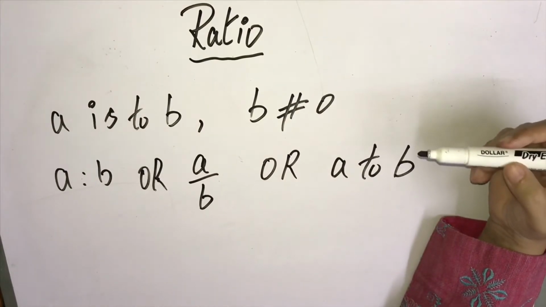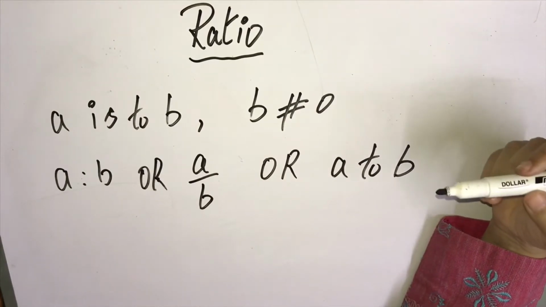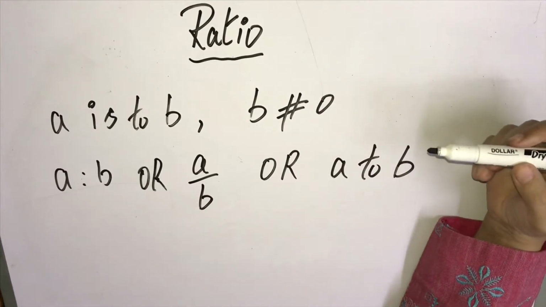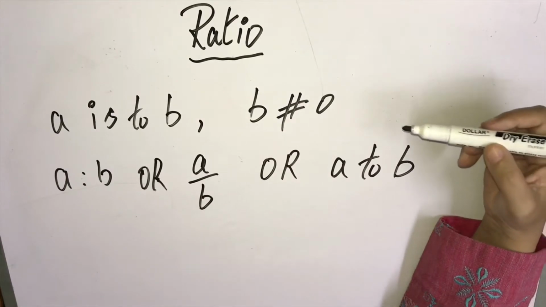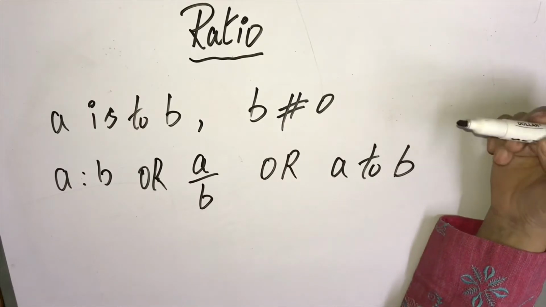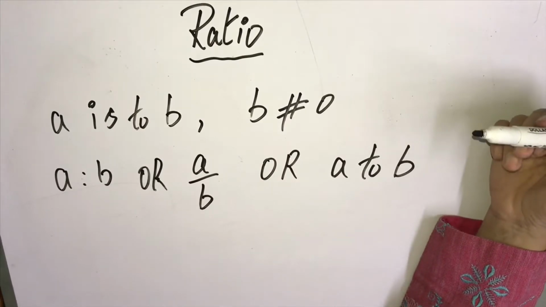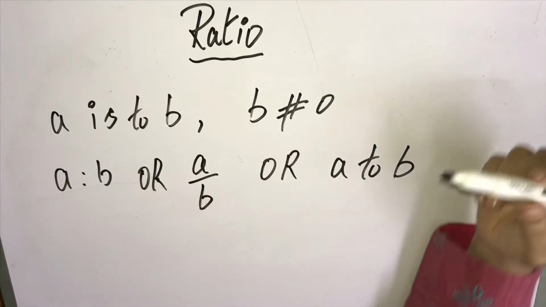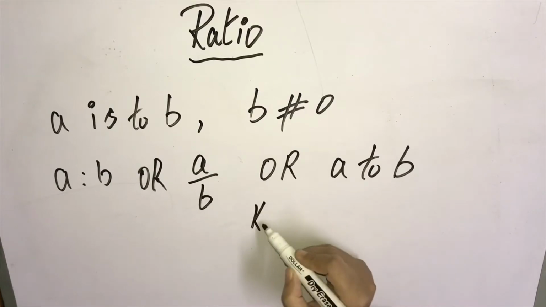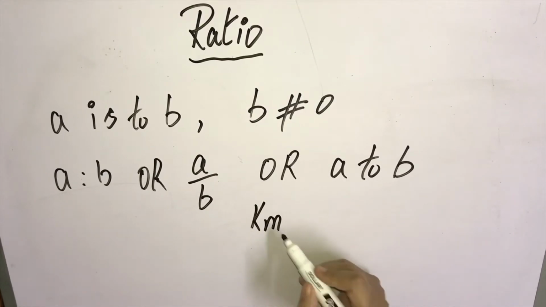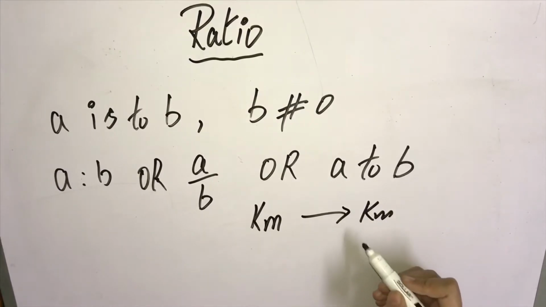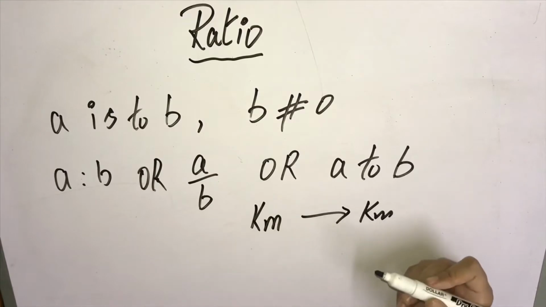Ratio is the comparison of like quantities, which means all quantities should be of the same kind. That is, we cannot compare distance with speed, we cannot compare distance with time. We shall compare distance with distance, time with time, speed with speed, volume with volume, area with area, and so on. Secondly, it should be in the same units. If we are comparing distance, then we should compare kilometers with kilometers. The kilometers can't be compared with meters or with centimeters.